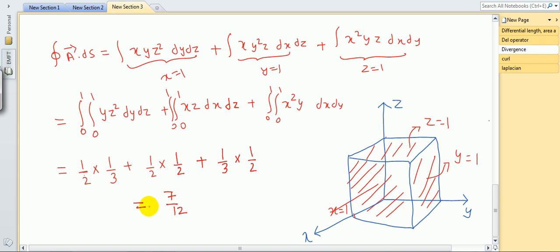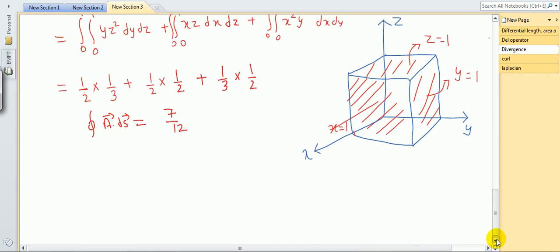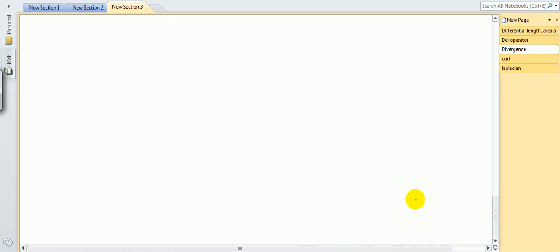So this is the surface integral, A dot dS. Now if I want to verify the divergence theorem for this question, I will check whether the surface integral of A dot dS is equal to the volume integral of del dot A or not. So I will first find del dot A.